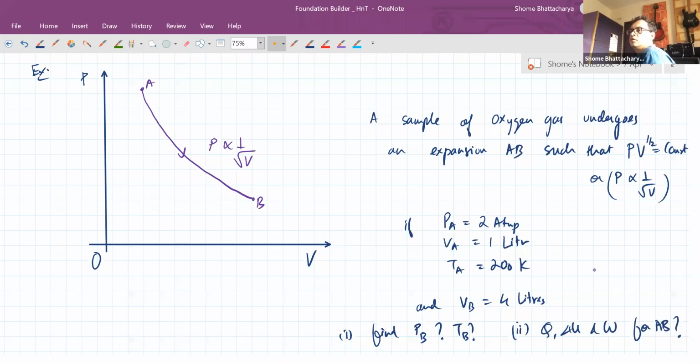Okay. So this question, we will see, is a direct application of the polytropic process formula that we have just talked about in the previous section. And we'll see how to apply that over here.